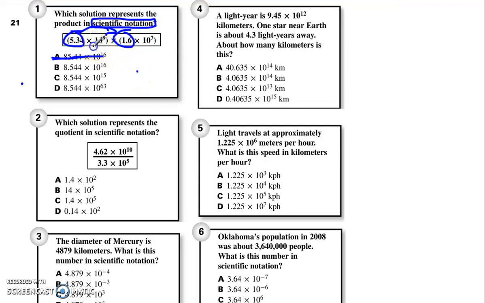Next, we are going to multiply the powers of 10. 10 to the 9th times 10 to the 7th, which means we will add up their exponents. 9 plus 7 is 16, hence B is the correct answer.